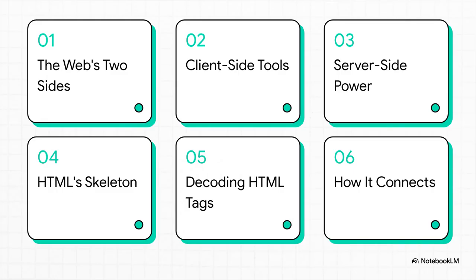So here's our game plan. We'll start by looking at the web's two fundamental sides. Then we'll check out the toolkits for both the client and the server. After that, we're going to do a bit of a deep dive into HTML, which is like the web's skeleton. We'll even decode some of those weird-looking tags. And finally, we'll see how it all comes together. Sound good? Let's jump in.